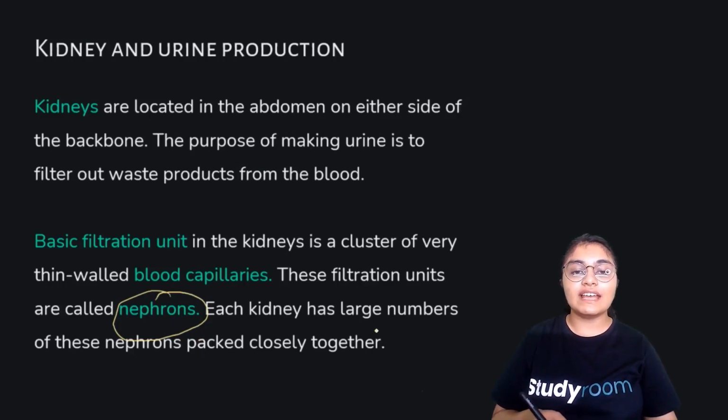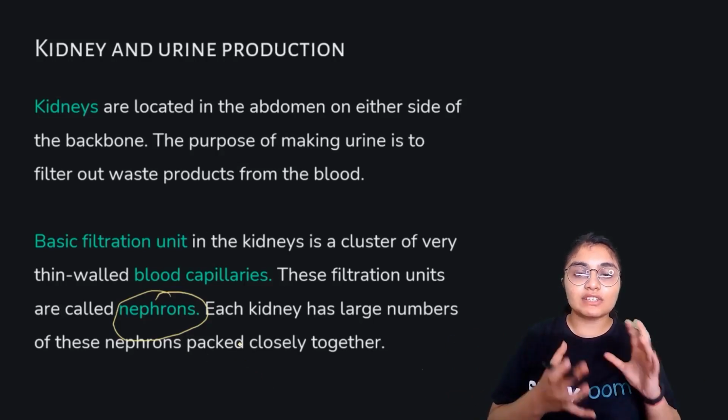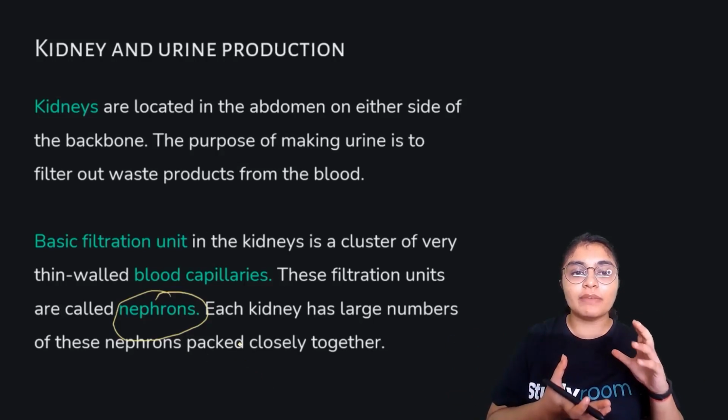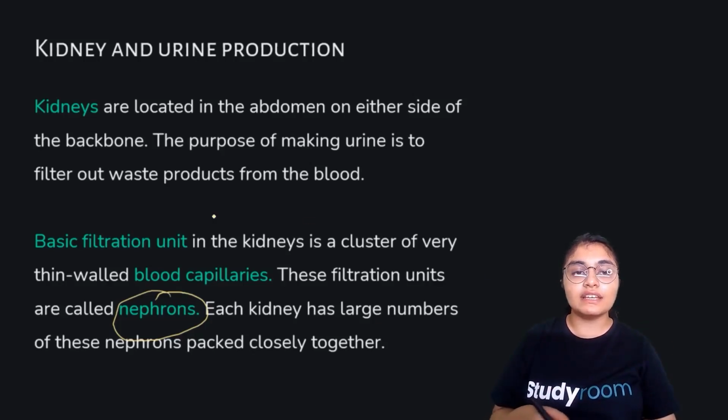Each kidney has a large number of these nephrons packed closely together. When a large number of nephrons are packed closely, they form the kidney. The structure of the kidney is actually made up of the basic unit known as nephrons. So that is what the kidney is made up of.